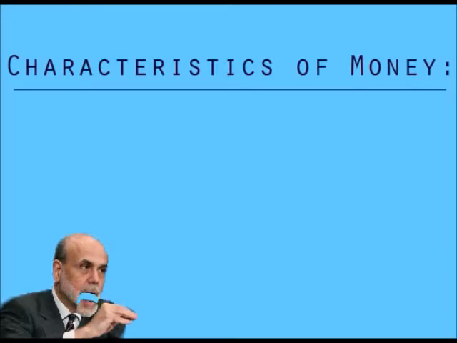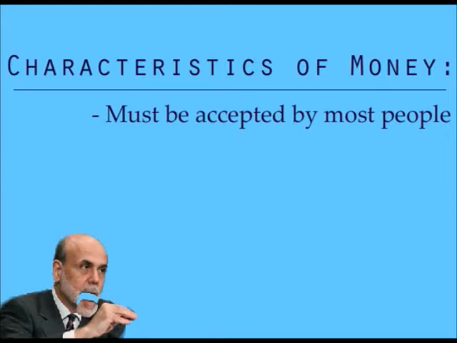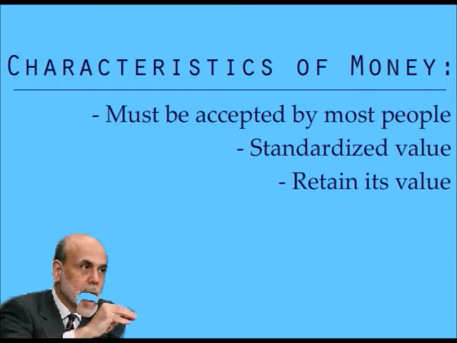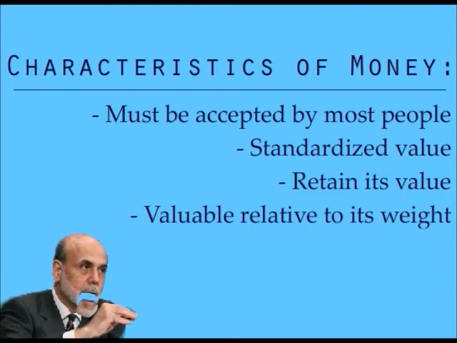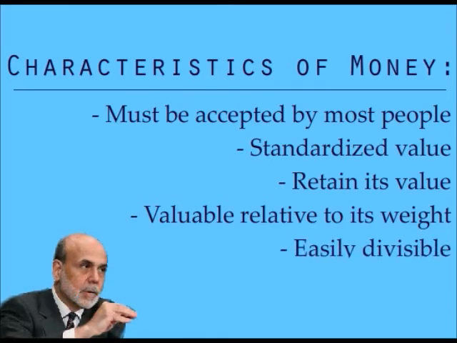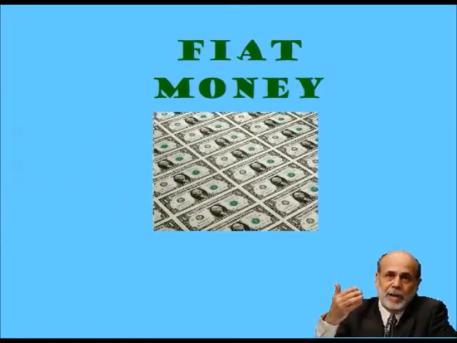It must be accepted by most people, should be of standardized quality, should be durable to store value, should be valuable relative to weight and portable, and it should be divisible. Commodity money often falls short of one or all of these characteristics, whether it be cumbersome to carry or divide, or it may lack universal quality or acceptance. Therefore, we use fiat money, which is money that has no other purpose but to be used only as money.